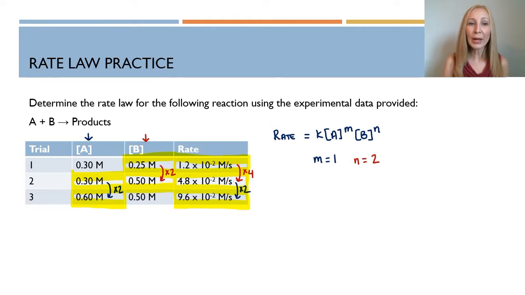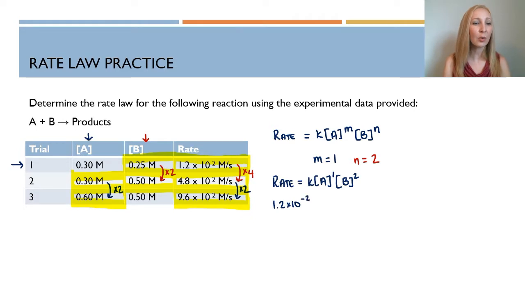Now I'm going to rewrite this rate law with the correct reaction orders in it. So rate equals K times the concentration of A to the power of 1, times the concentration of B to the power of 2. Now what I'm going to do is solve for K. And when I do this, I can literally pick any one of my trials. I'm just going to do it with the first trial, but you can pick any one of your trials and substitute in the information and solve for K.